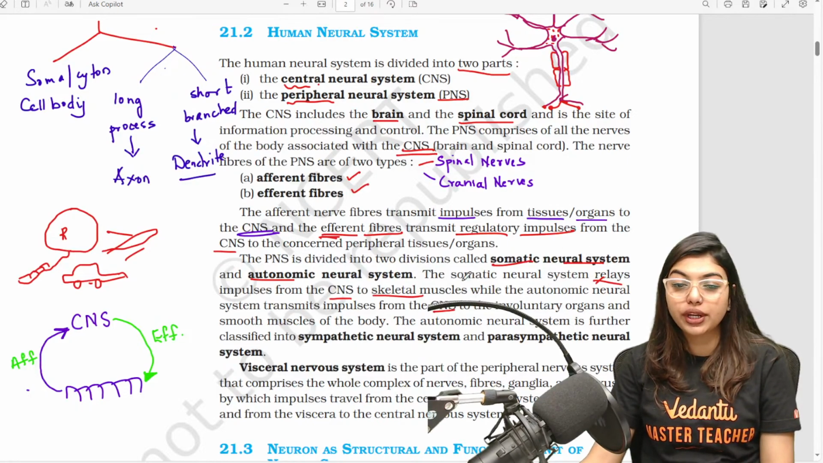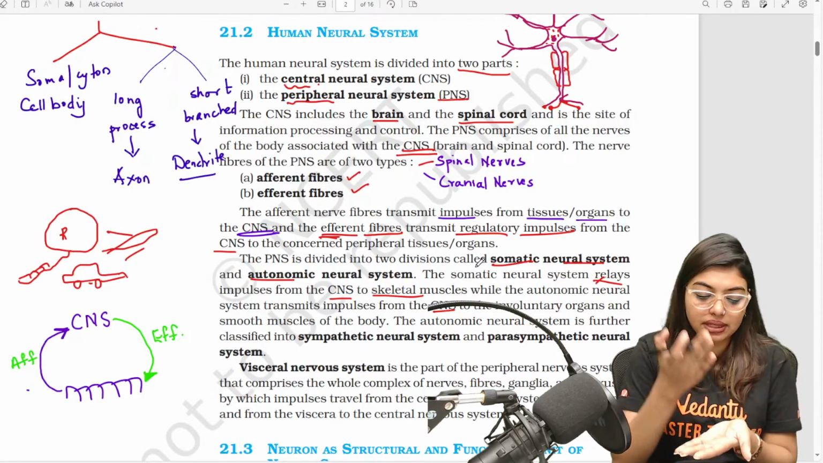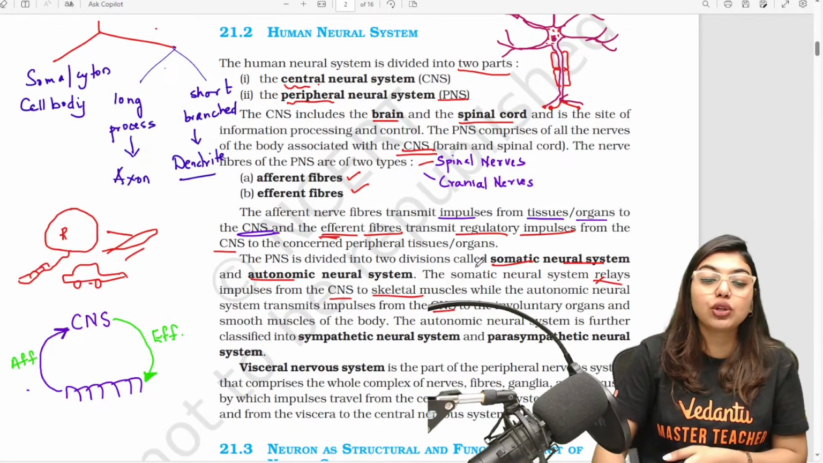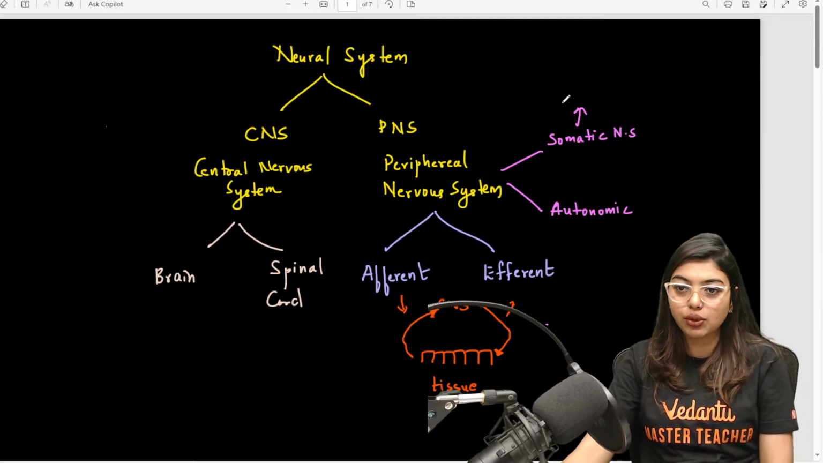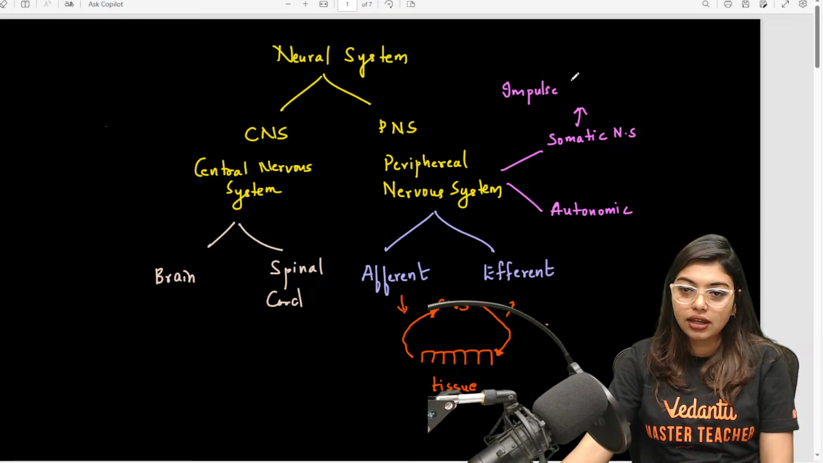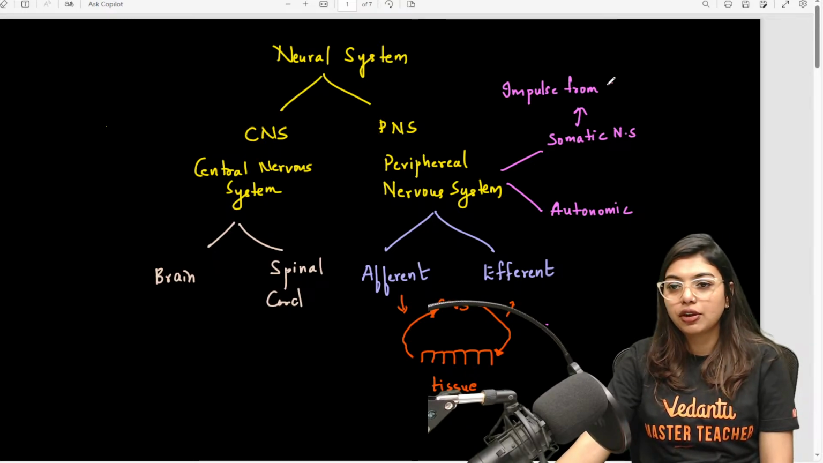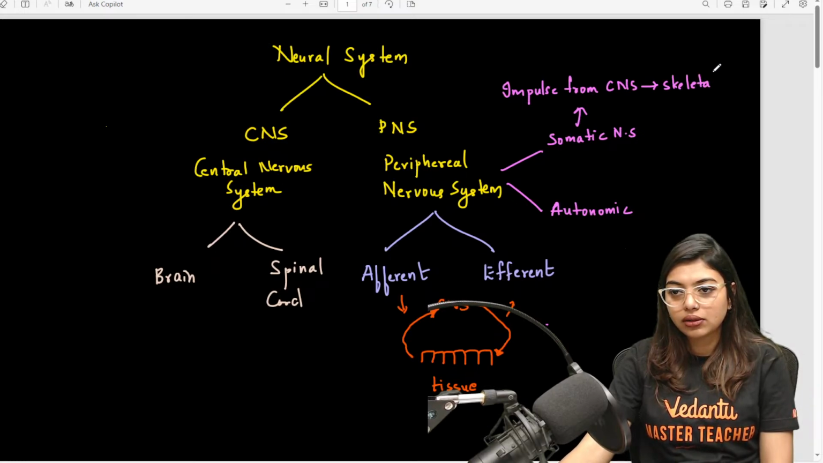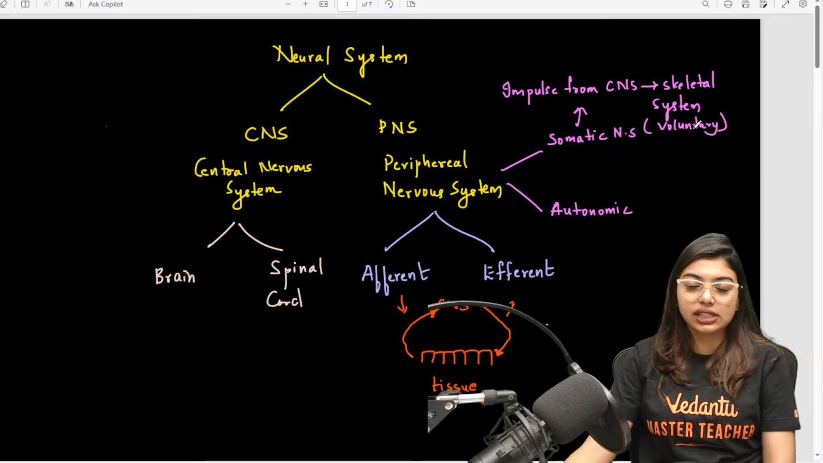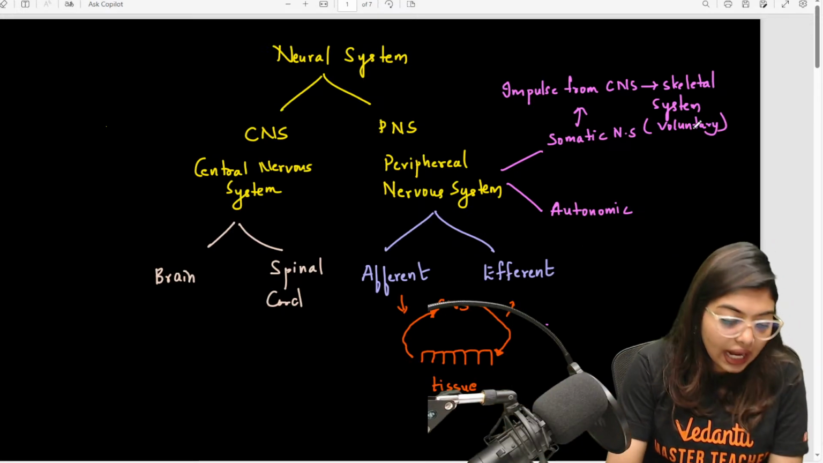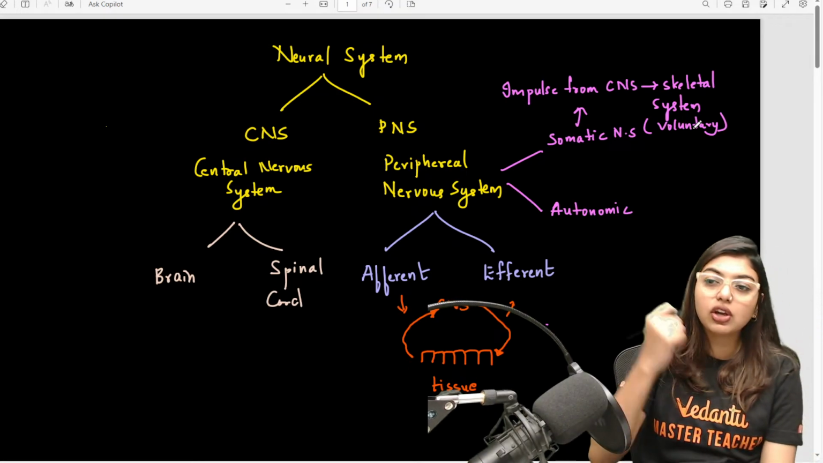Somatic neural system is going to relay impulses from the CNS to the skeletal system. That means to the voluntary muscles. So here the somatic nervous system is going to send the impulse from the CNS to the skeletal system, that means to the voluntary muscles. Skeletal muscle is the muscle that is going to do any kind of movement, right? So it is going to be your skeletal muscles.